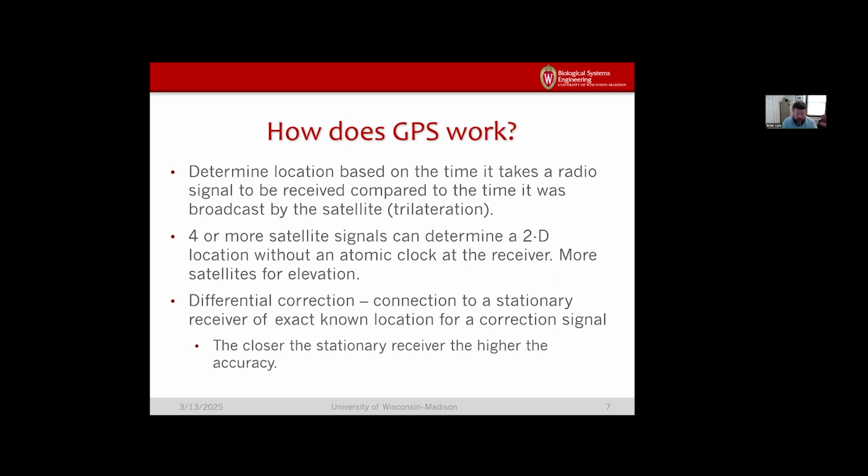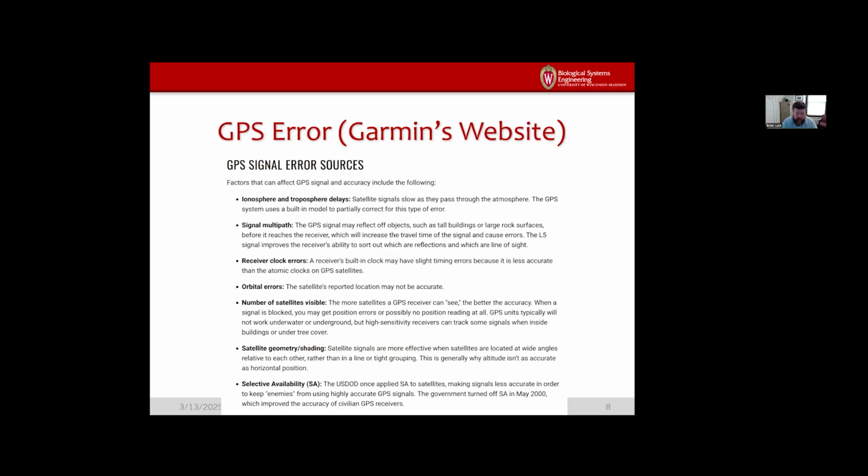So the next thing we'll talk about is sources of error. And I stole this straight off of Garmin's website. All credit to them. And I'll let you skim through this. There's only a couple that we have any control over, that we can change.